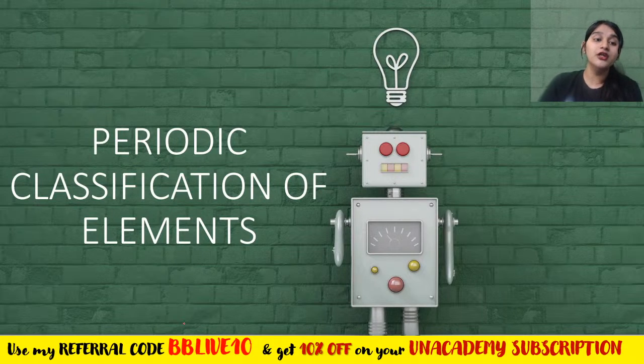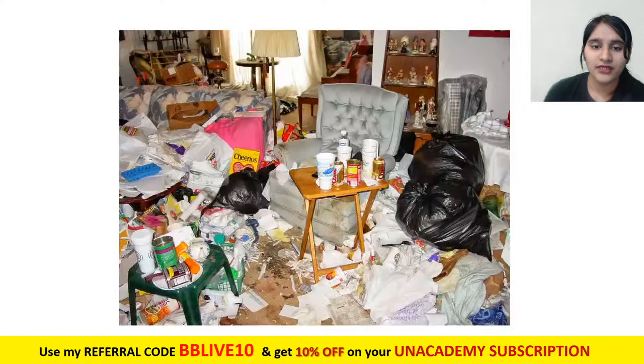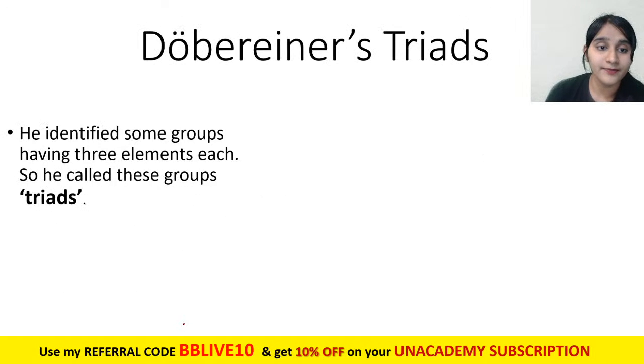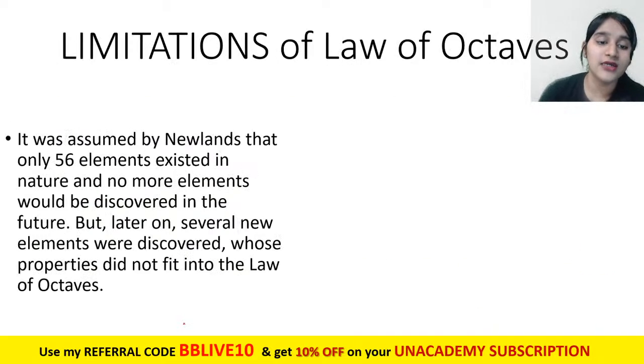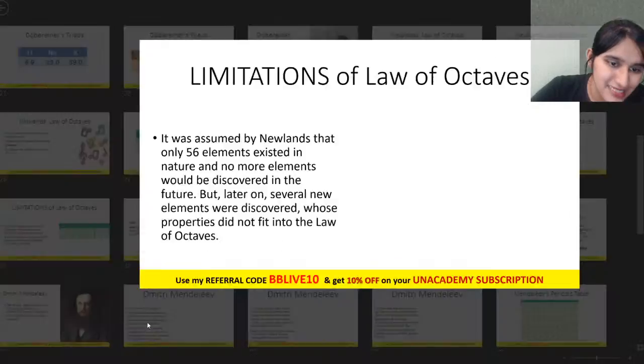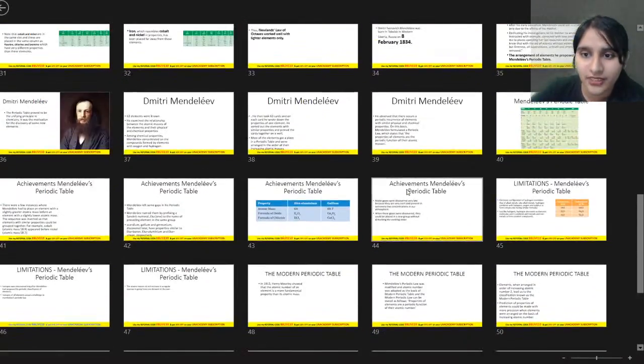Today is a theory session. So if you want to learn more about the theory of periodic classification of elements, this is the right place for you. This is all the part that we have done. We are done with Dobereiner's triads, and at least you need to remember 2 of them. At the end of the session we are going to revise the whole slide, so that we don't miss out on anything. Now today we are going to start with the modern periodic table.